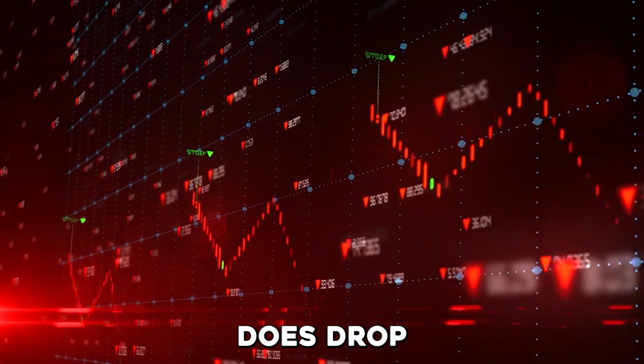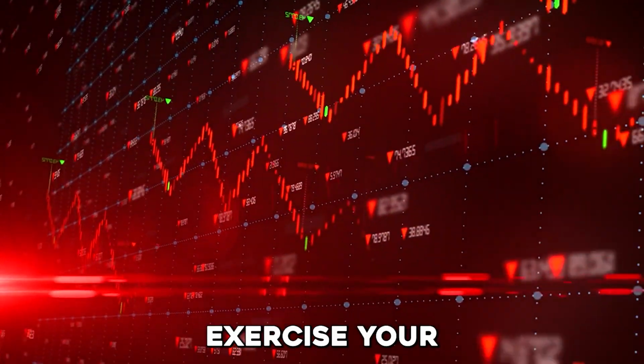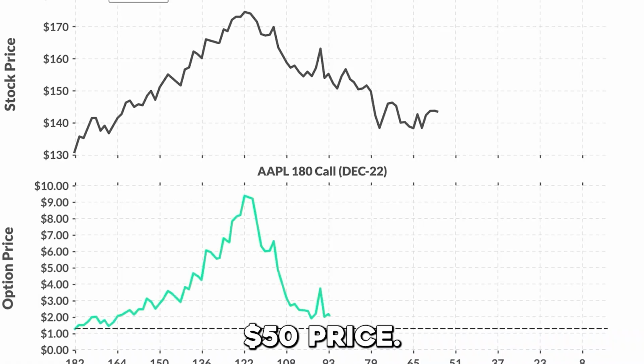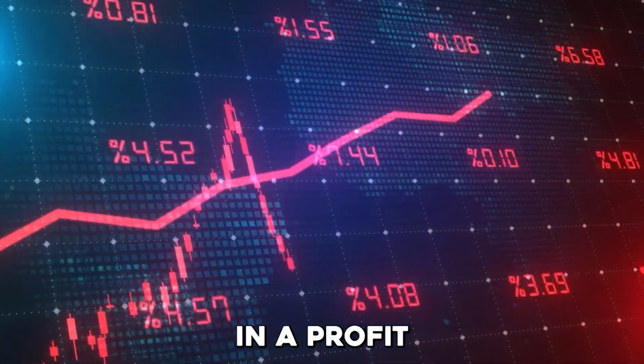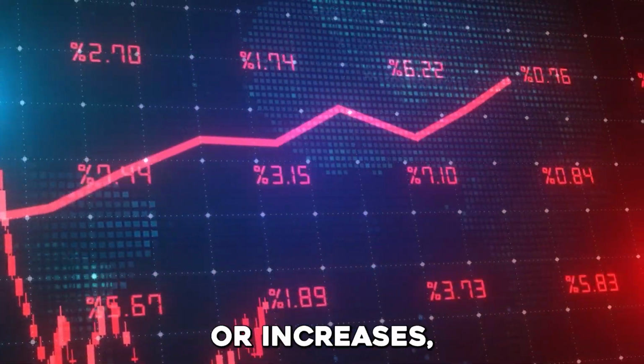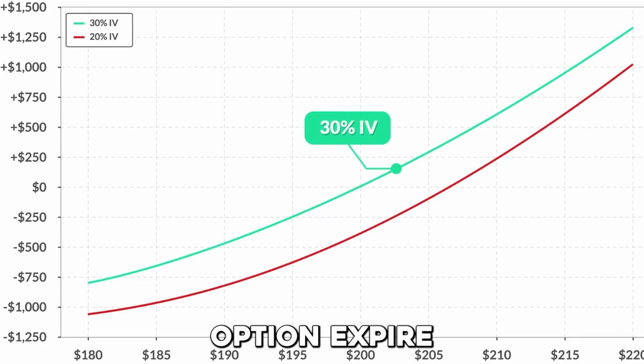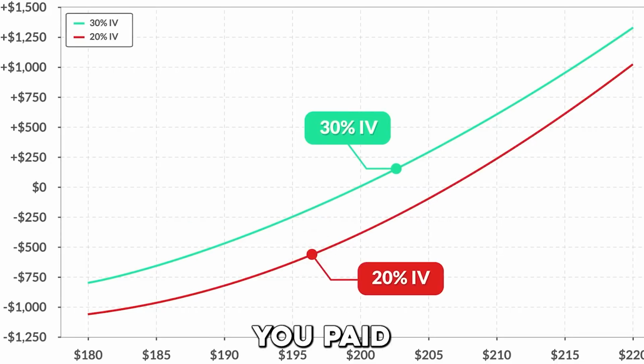If the stock does drop to $40, you can exercise your put option and sell at the higher $50 price, locking in a profit. If the stock price stays the same or increases, you simply let the option expire and lose the premium you paid for the option.